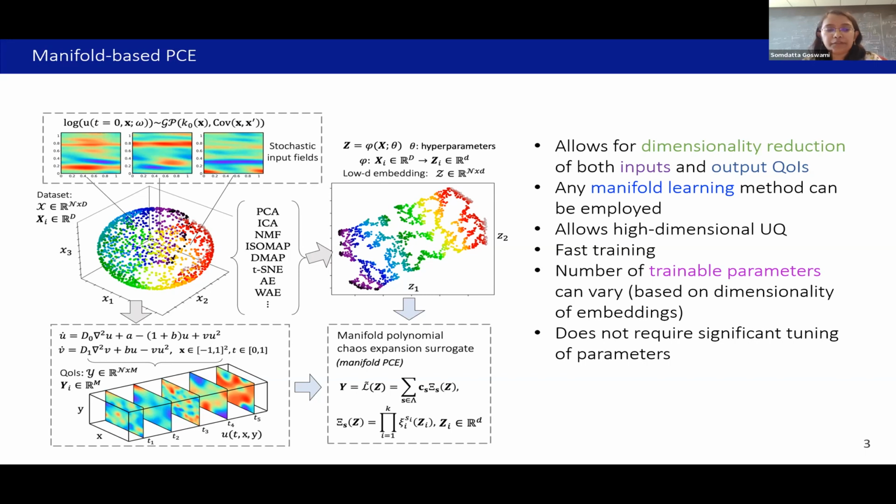The manifold-based PCE involves the construction of low-dimensional embeddings of the input and the output dimension, which is an addition in the work that we did in this manuscript. And here, the conventional manifold-based PCE only takes into account the lower-dimensional embeddings of the input functions. But here, for a high-dimensional output function, we also consider low-dimensional embeddings for the output function.